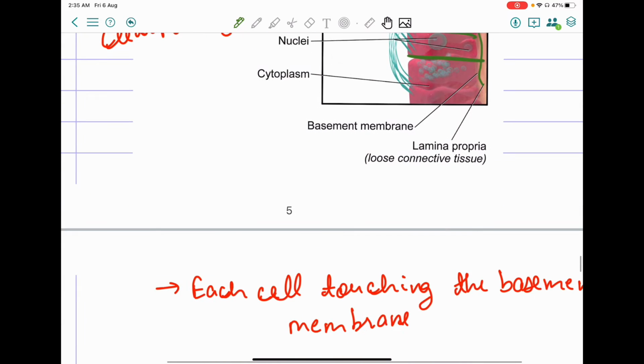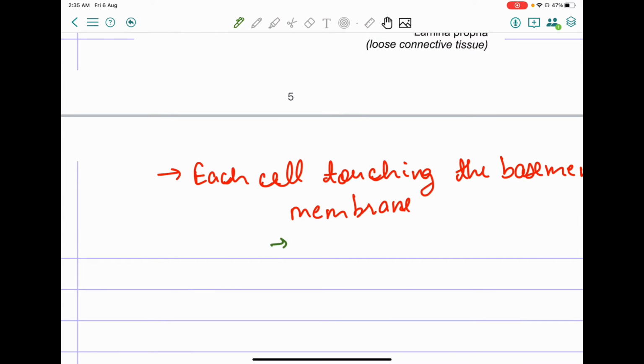And where is it found? It is found in respiratory epithelium.